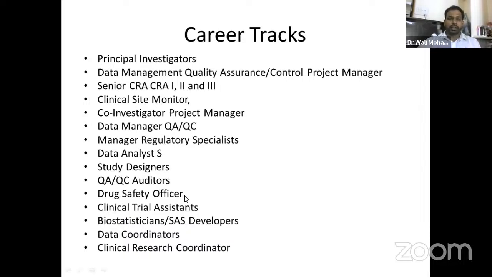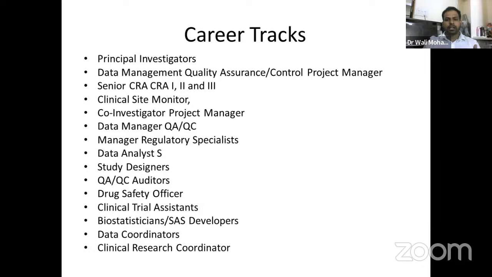Data safety officer is nothing but pharmacovigilance. You will be collecting a lot of adverse events data from the market and reporting to the regulatory authorities. And definitely you can be a clinical trial assistant as well. To become a biostatistician or a SAS developer also, you need basic clinical research knowledge, because only when you do clinical research will you get the data, and then have CDM, data management kind of jobs, and pharmacovigilance jobs.